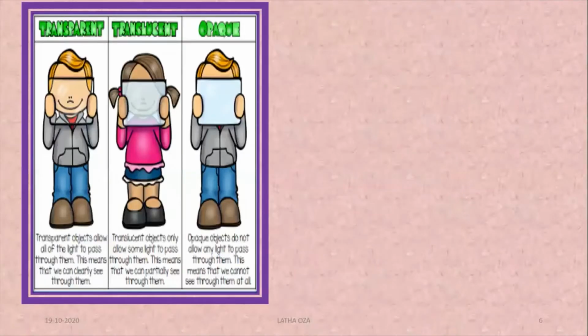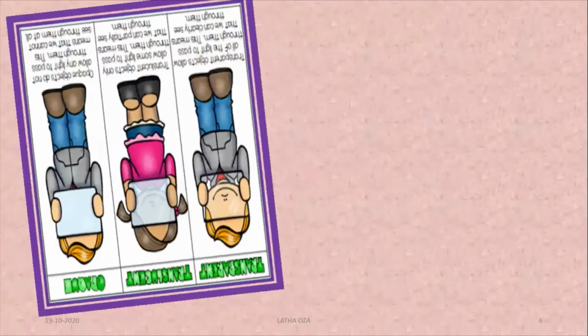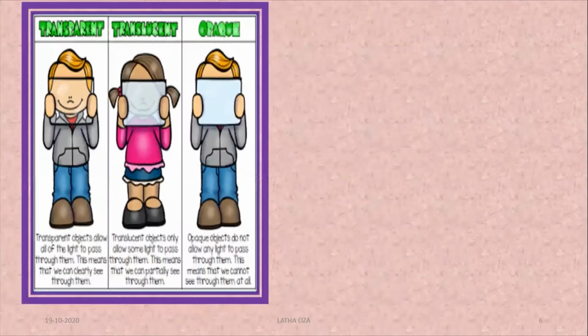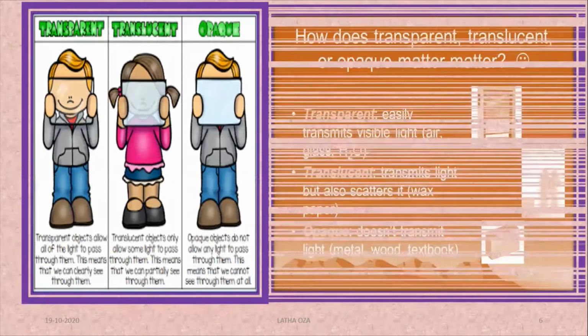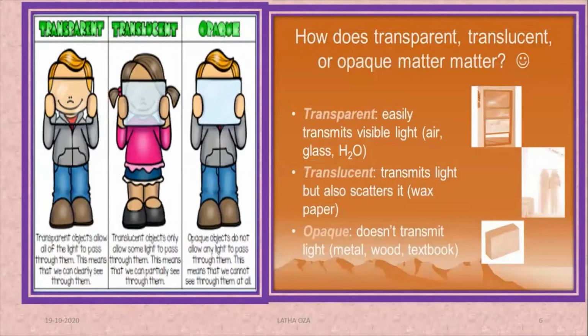Some objects allow light to pass through them. They are called transparent. Some objects which allow partial light to pass through them are called translucent. And some objects do not allow light to pass through them, they are called opaque objects. Opaque objects do not allow light to pass through them, so shadow is formed.